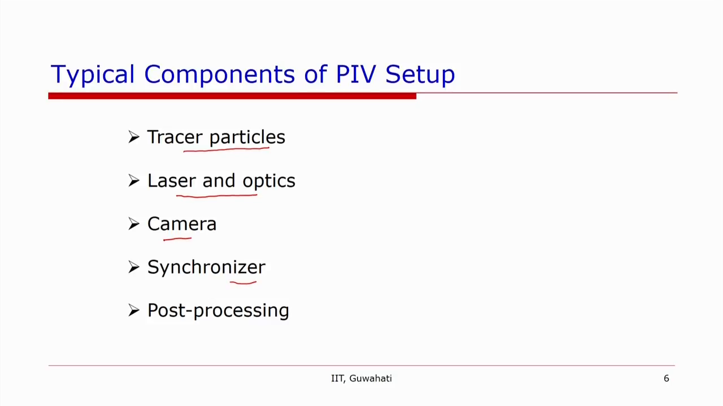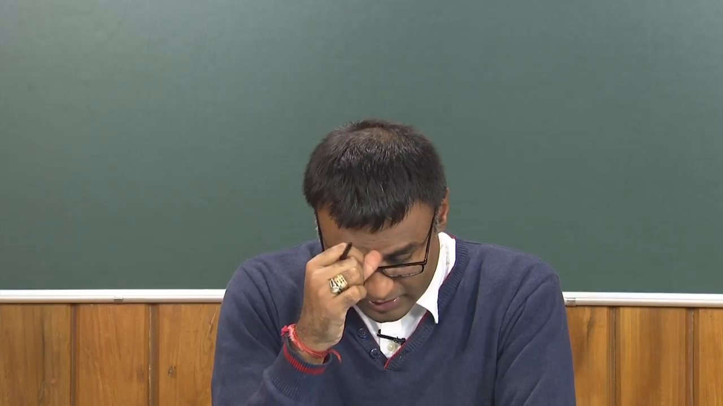And then finally, once the images have been captured, a lot of work needs to be done in analyzing the flow. A number of open source softwares are available on the web, as well as all the OEMs, the manufacturers of PIV systems, for example, Dantec Dynamics, LaVision, as well as TSI. They have developed their own post processing tools to analyze flow in these systems. Now, let us look at these components one by one.